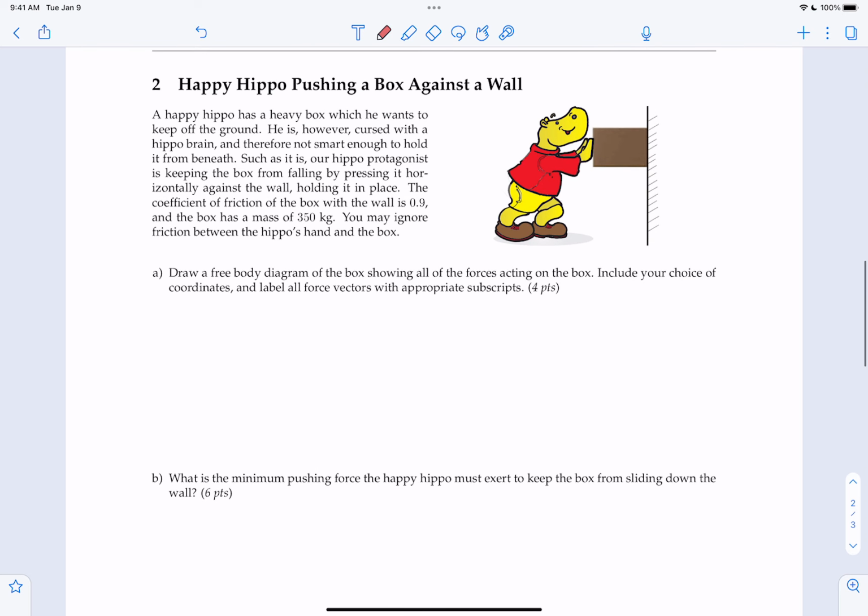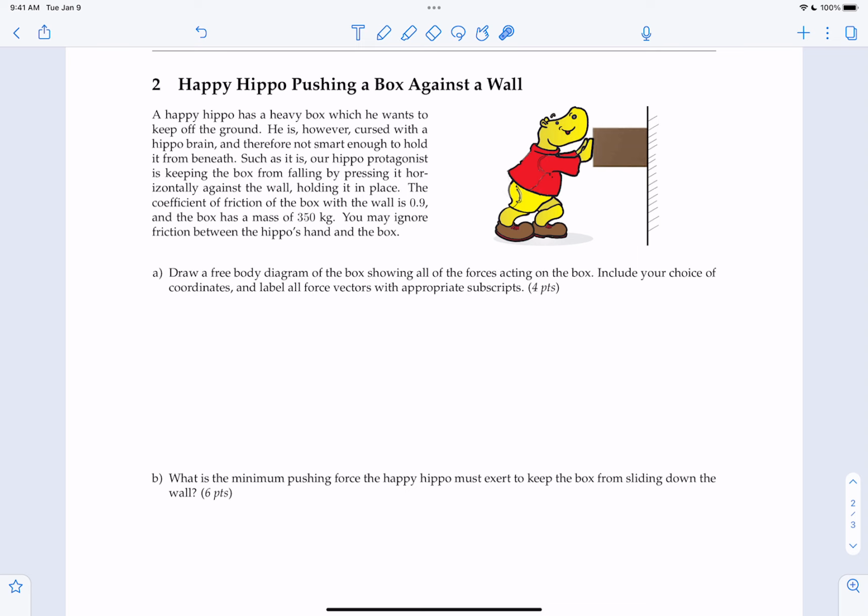Problem 2 is a happy hippo pushing a box against a wall. It says a happy hippo has a heavy box which he wants to keep off the ground. He is, however, cursed with a hippo brain and therefore not smart enough to hold it from beneath. As it is, our hippo protagonist is keeping the box from falling by pressing it horizontally against the wall, holding it in place. The coefficient of friction of the box with the wall is 0.9 and the box has a mass of 350 kilograms. You may ignore friction between the hippo's hand and the box.